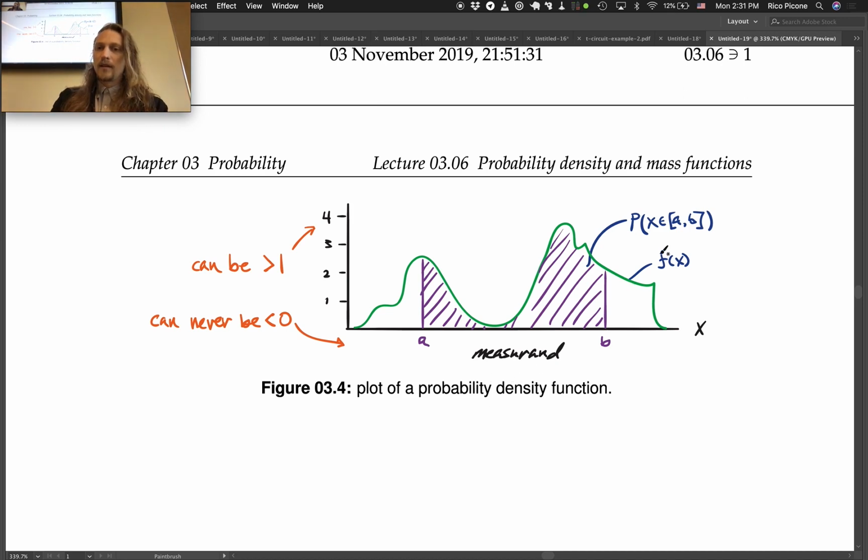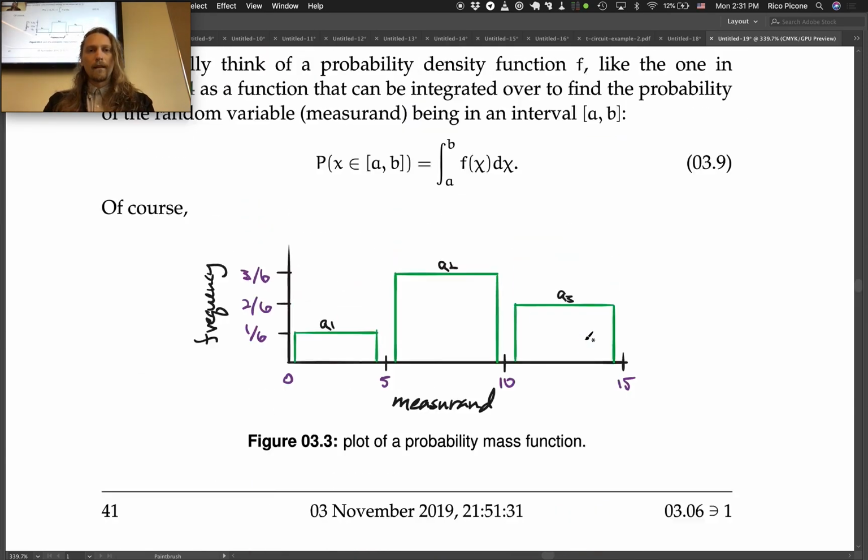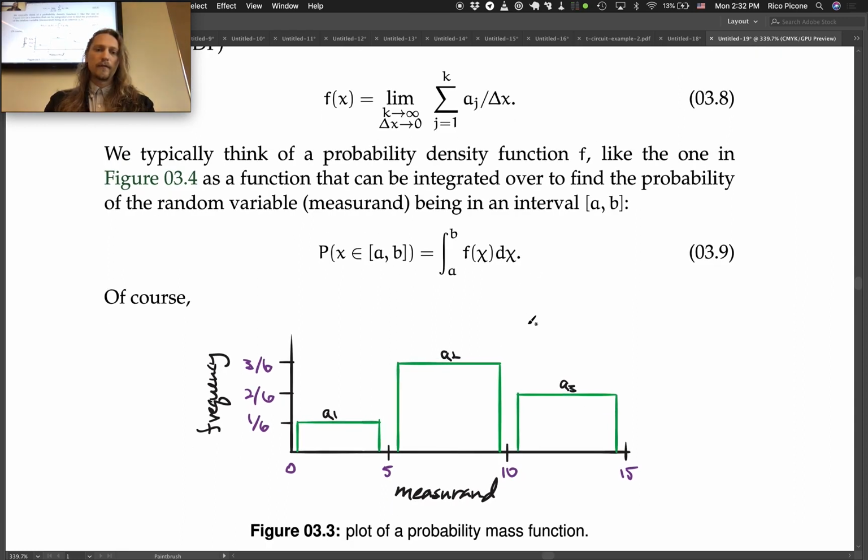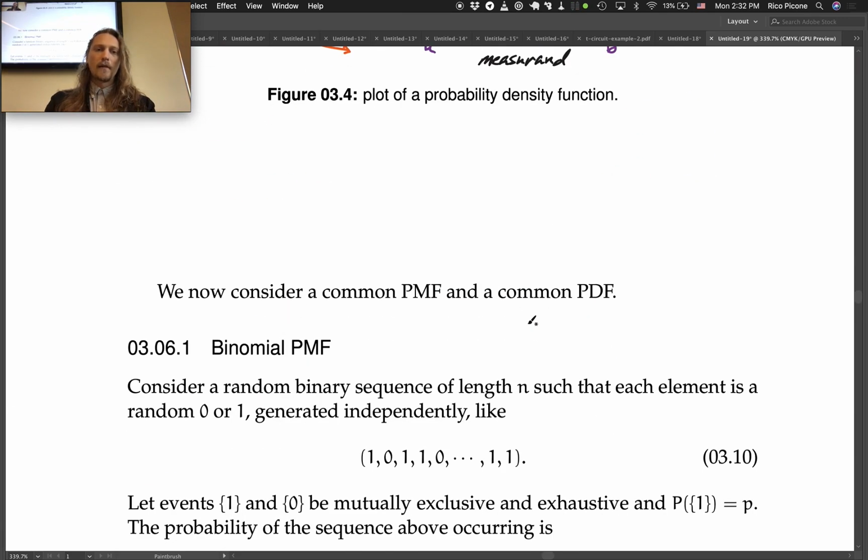So this is our probability density function. This is the probability of this random variable taking on a value between a and b, the area underneath that curve between a and b. So that's what we've done here with this integration.